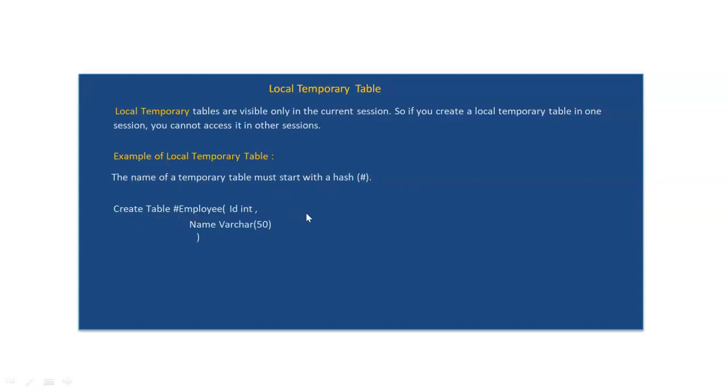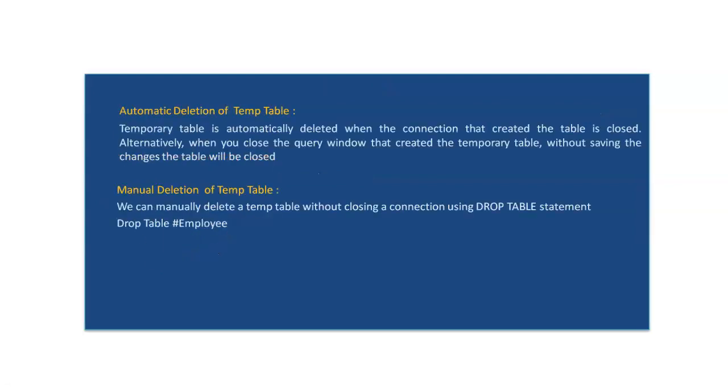CREATE TABLE #employee (ID INTEGER, name VARCHAR(50)). If we execute this piece of code, it will create the employee local temporary table. Automatic deletion of temp table: a temporary table is automatically deleted when the connection that created the table is closed. Alternatively, when you close the query window that created the temporary table without saving the changes, the table will be closed.